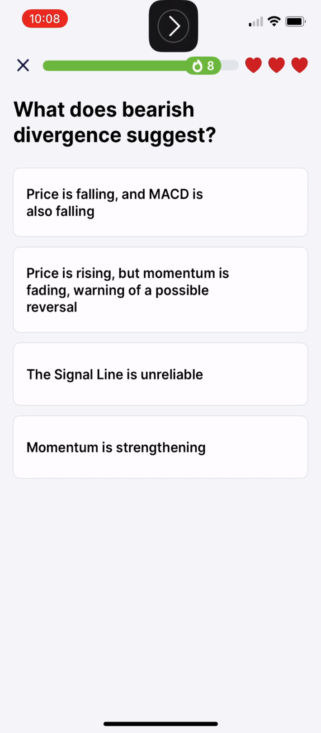Eight. What does bearish divergence suggest? Price is falling, and MACD is also falling. Price is rising, but momentum is fading, warning of a possible reversal. The signal line is unreliable. Momentum is strengthening.